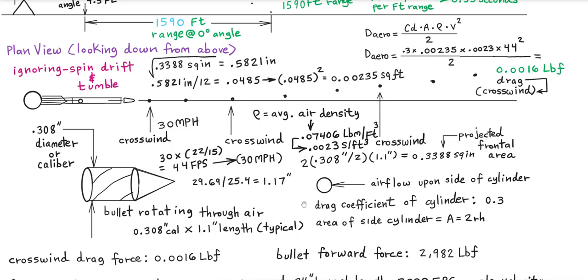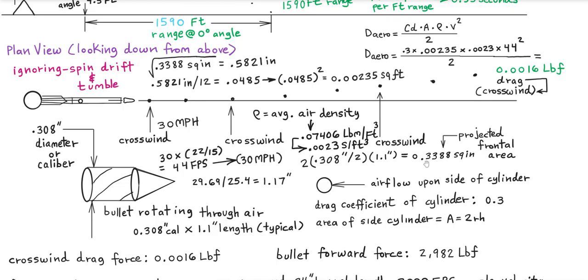So we go to the Aerospace Shapes Handbook and we look up the aerodynamic drag coefficient of a cylinder sidewall, and that is approximately 0.3. Then we also need to know how to compute the projected frontal area of the side. What is that curved surface area approximate value? So that is calculated by 2 times radius times height. In this case, the height would be the length, and the radius is half the caliber, half the diameter. So we can take 0.308 inches, divide it by 2, multiply it times 2, multiply it times 1.1.